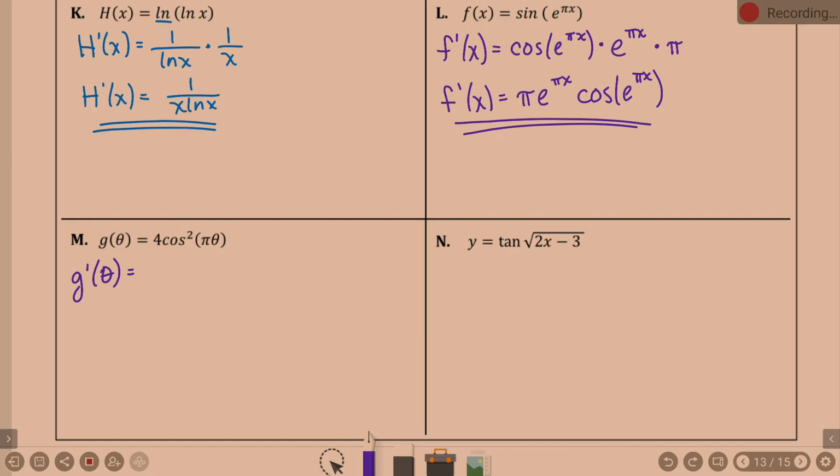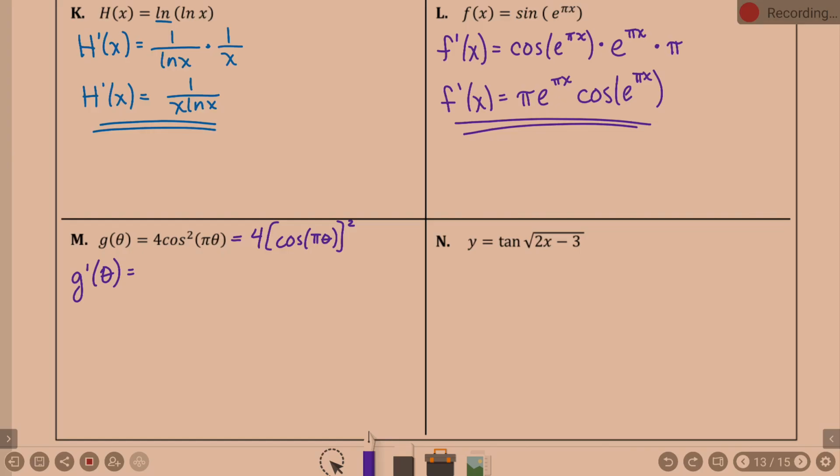What is my outside function here? Negative 8 sine. Wait, what's my outside function? 4 cosine squared. Something to the second, yes? Yes. So pause your thought. You're doing two derivatives at once. We have to do step by step here. So I'm going to think of this as 4 times cosine of pi theta to the second. Not saying you have to write that, but that's my visual.